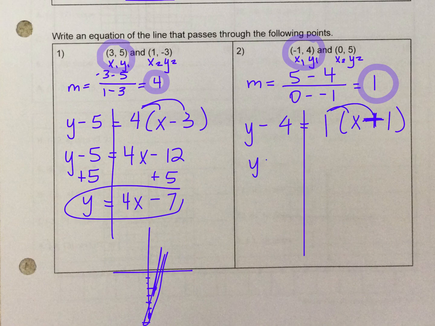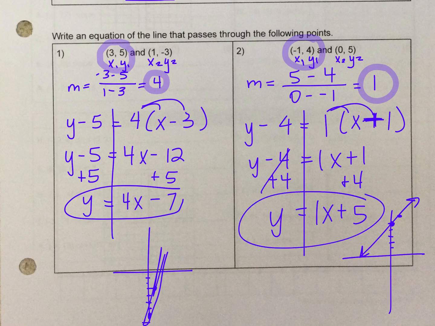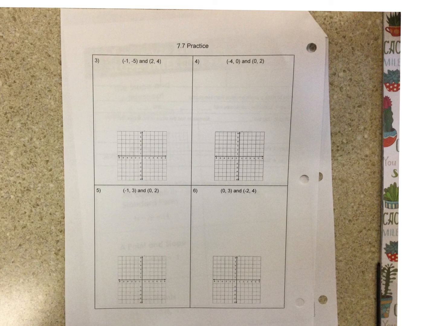We'll distribute. y minus 4 equals 1x plus 1. We will add this 4. y equals 1x plus 5. If we were going to graph it, 1, 2, 3, 4, 5, rise 1, run 1, and that would be that graph.